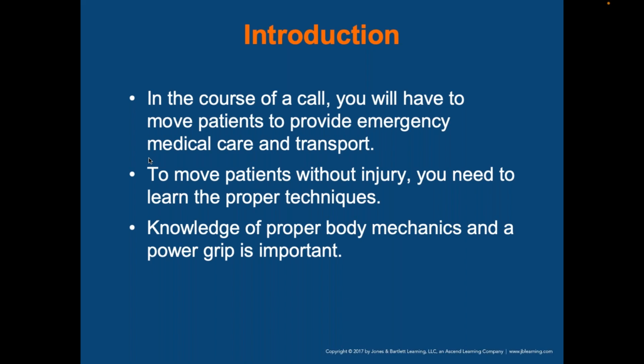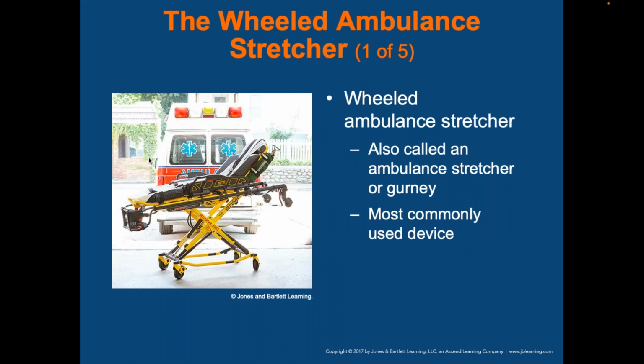Knowledge of proper body mechanics, also power grip, and a power grip is important. So what you see here is a wheeled ambulance stretcher, also called an ambulance stretcher or gurney. Most commonly used device. This one here is actually a power system, power cot. So it's run by DeWalt batteries. It goes up and down. It's got wider wings for wider patients. It allows you to do Trendelenburg, lifting the feet up, to bending at the knees. These are expensive stretchers. Not all services have these.